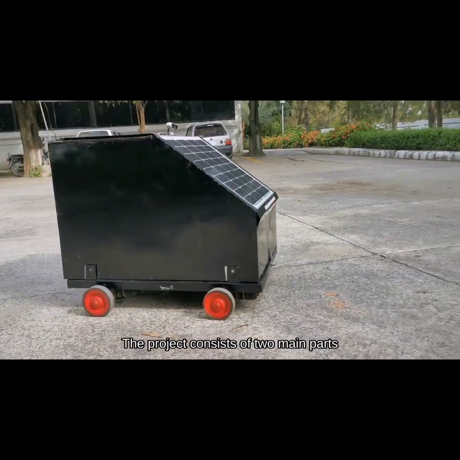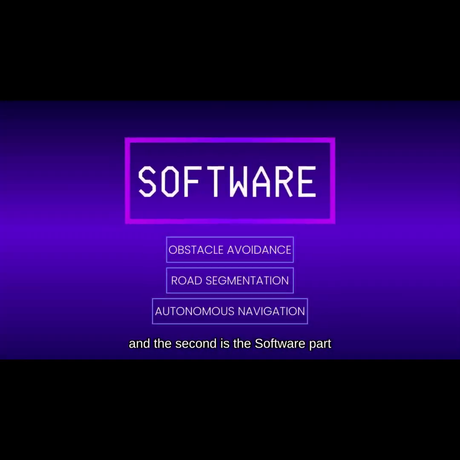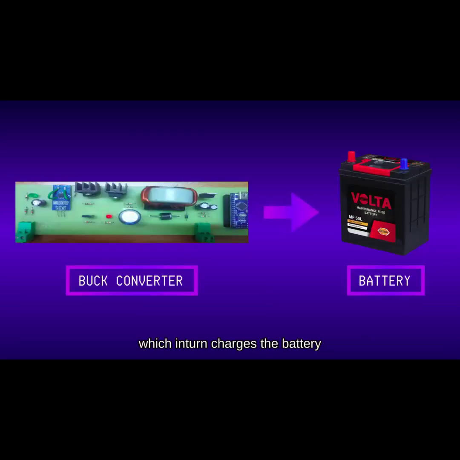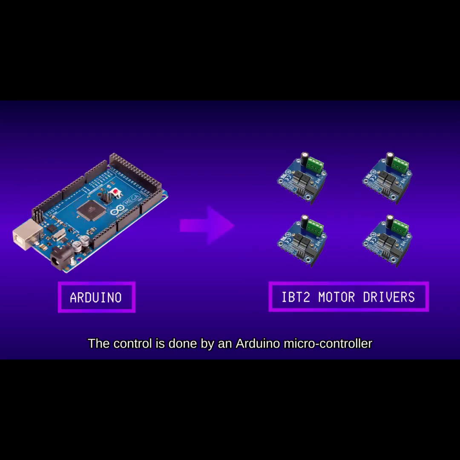The project consists of two main parts. One is the hardware part and the second is the software part. The hardware consists of a solar cell that gives power to a buck converter, which in turn charges the battery. The battery then powers the motors, which are controlled by using IBT2 motor drivers. The control is done by an Arduino microcontroller.